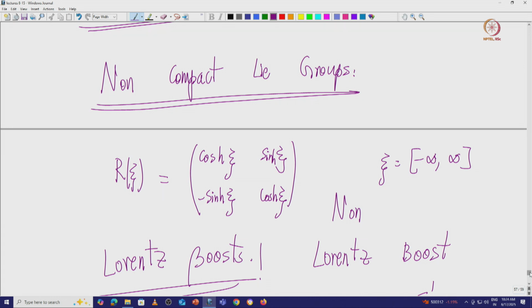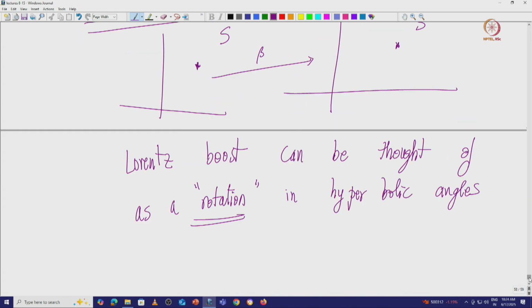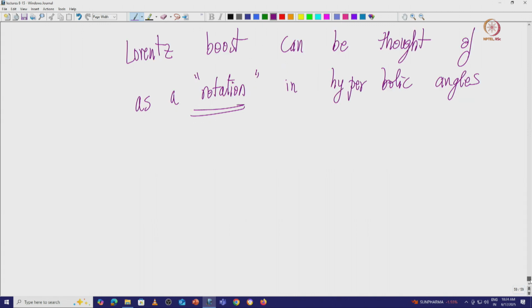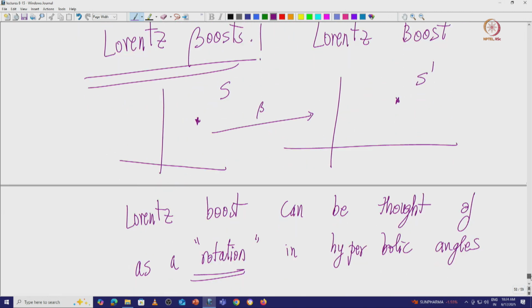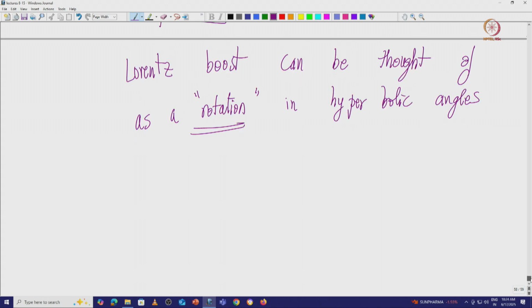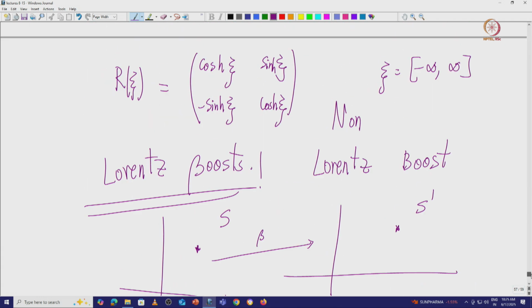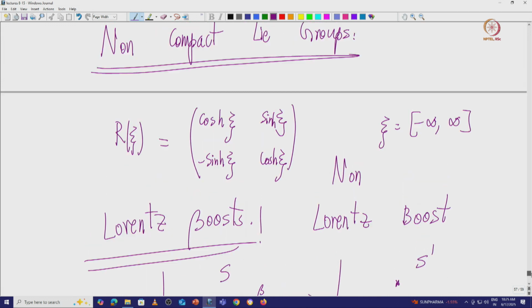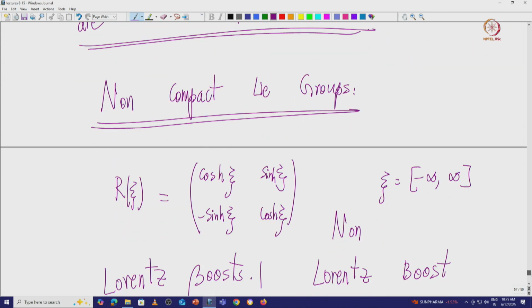Essentially the Lorentz boost is a transformation with hyperbolic angles, with xi in the domain minus infinity to plus infinity. Say xi is the boost factor. Now you all know what xi is: it is the boost factor. Now what happens if you have a generic boost? Now this is a non-compact group. You have seen that non-compact groups also have implications in physics, so now you are seeing some connections.